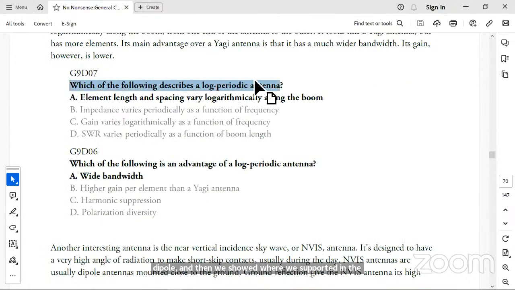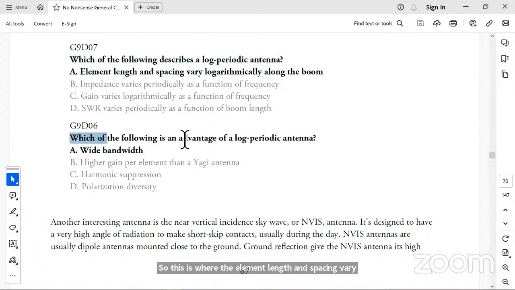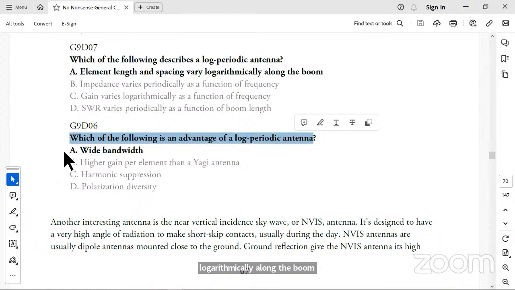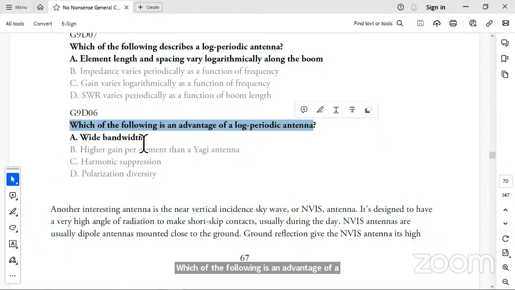Which of the following describes a log periodic antenna? So this is where the element length and spacing vary logarithmically along the boom. Which of the following is an advantage of a log periodic antenna? It has a wide bandwidth. Again, when we say wide bandwidth, we can think of it as the SWR will be low for a wider range of frequencies, right? So wide bandwidth.